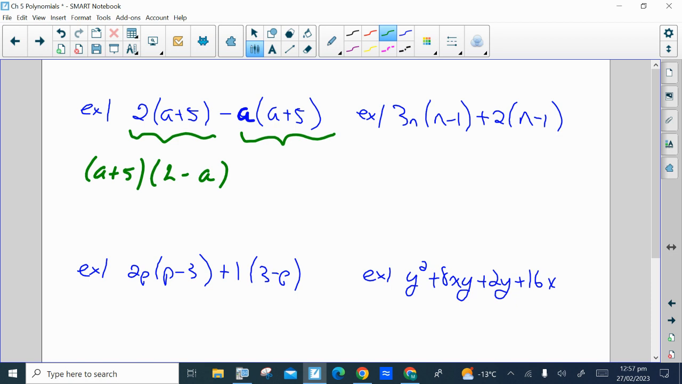So looking at the next one beside it, Riley, what's the common factor there? N minus 1 is correct. And what will the other factor be? 3n plus 2. Okay? So you see, in that first one, each term has a factor of a plus 5 in it, so that's our common factor. The second one, each term has a factor of n minus 1 in it, so that's our common factor.